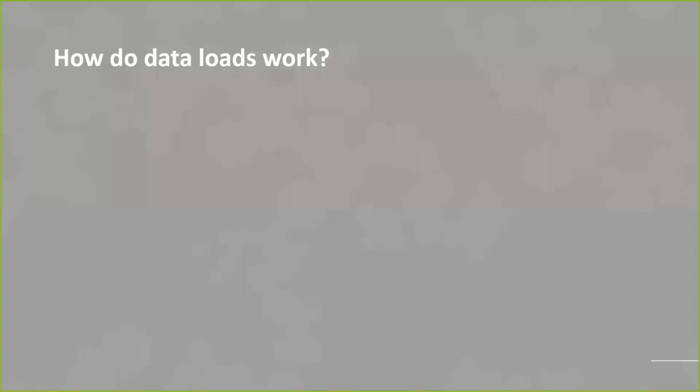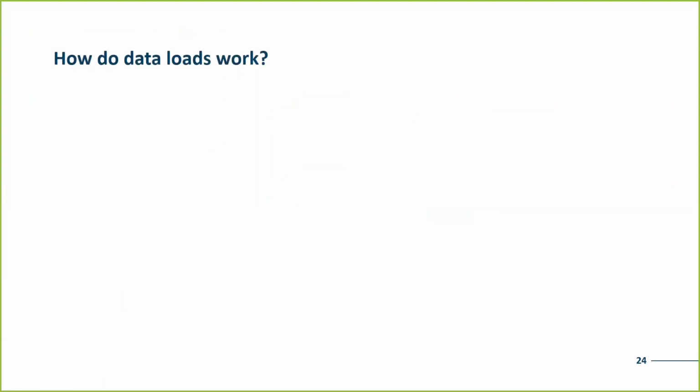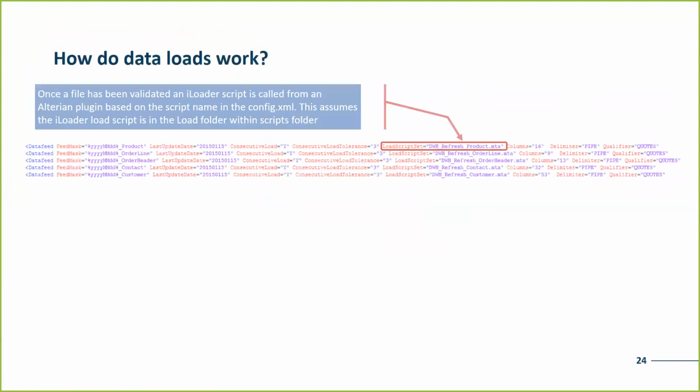Okay, so how do data loads work? Once a file has been validated, an iLoader script's called from an Auterion plugin based on the script name in the config.xml. So here we've got the script's name.